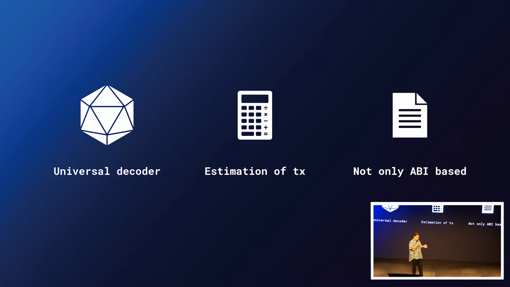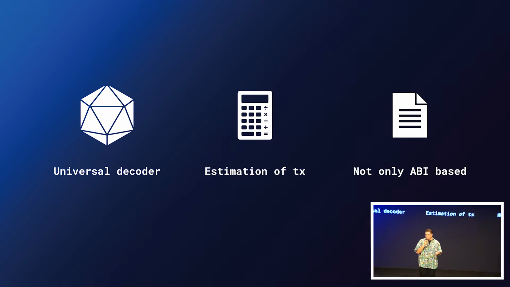So the main features and the main pain that we needed to solve with this library were, first, it must be universal. That means we need to support any chain and any protocol that is pretty popular right now. Also, we need to estimate the transaction. Currently, there are some libraries, for example, a Consensys library called ABI decoder that allows you to see the function and the contract arguments of the function that you are signing for, but it's not enough for the user.